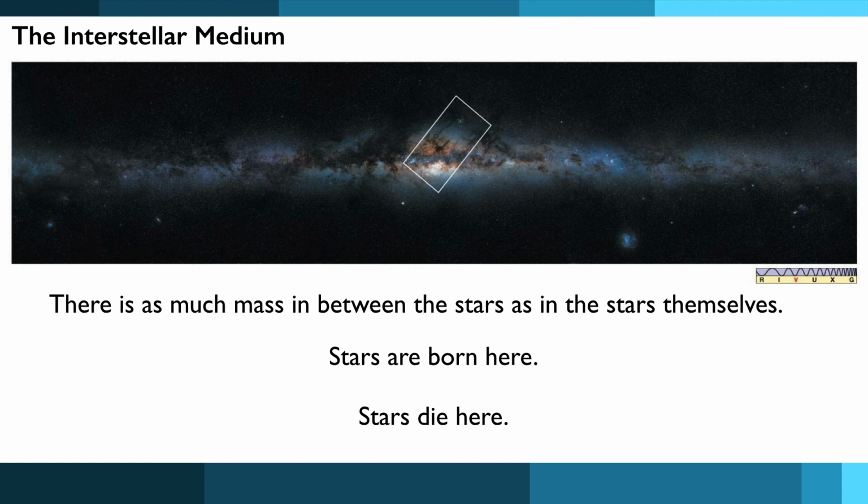Low mass stars will give off a planetary nebula. They'll give off gas and dust out into the interstellar medium. High mass stars are going to explode in a supernova explosion, and those elements that made up the star are going to again be dispersed out into interstellar space.